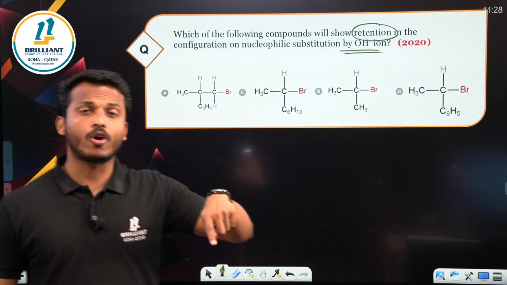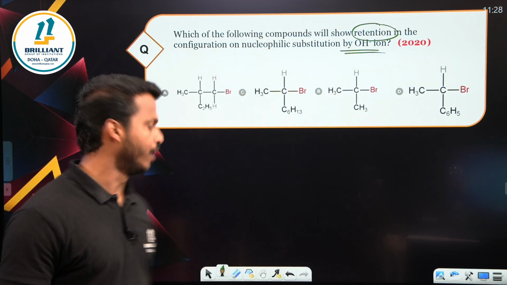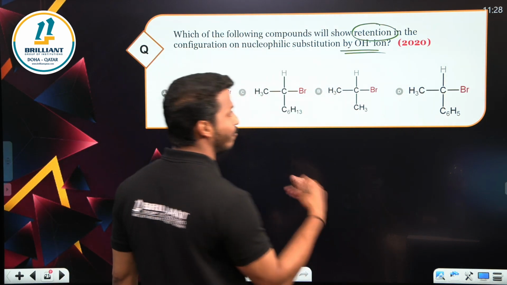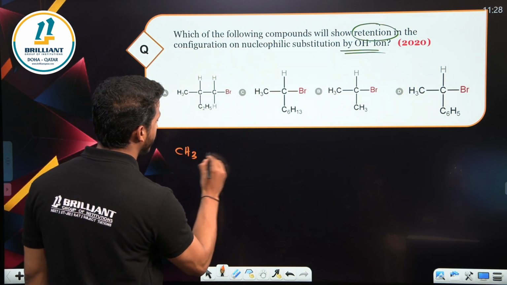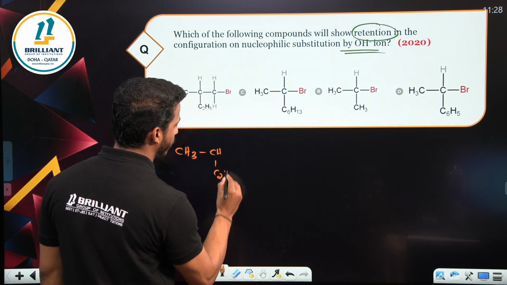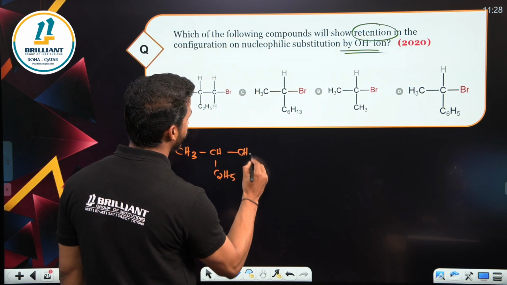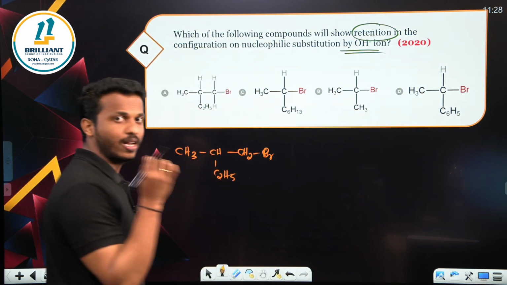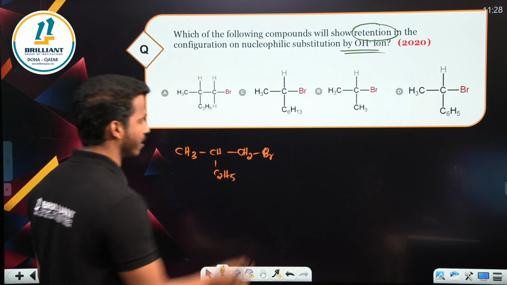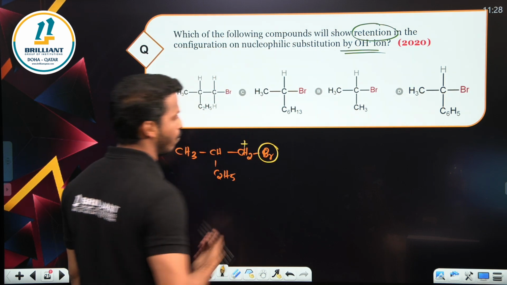There is retention of configuration in the SN1 mechanism. So which will undergo SN1 mechanism faster? That's the question. First compound, let me consider CH3, CH, C2H5, then we have CH2, CH2Br. As I told you, the first step in the SN1 mechanism is to remove the halogen and make the carbocation.